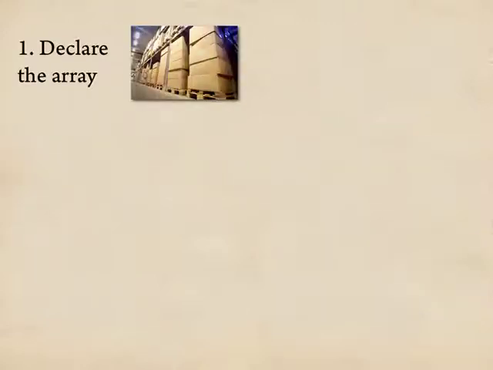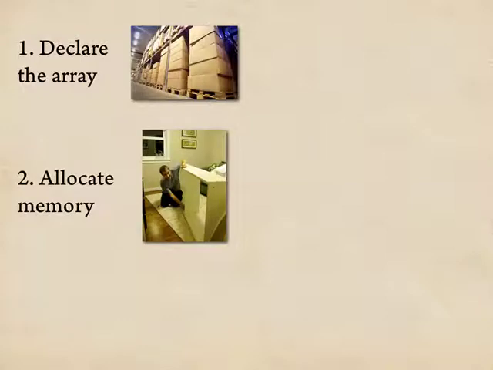First thing we do is we declare the array. We tell Processing, I am going to create an array and I'm going to give it a name, just like I give a name to a variable. And I'm going to tell Processing what kind of object it holds. So I might say I'm creating a list of integers or a list of colors or a list of floats, and here's its name.